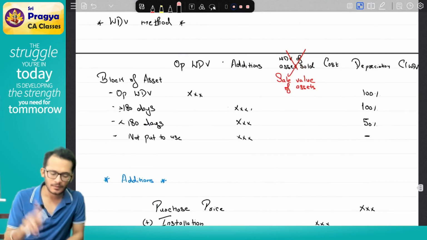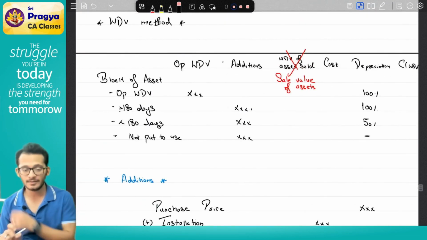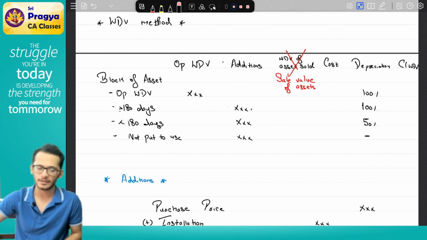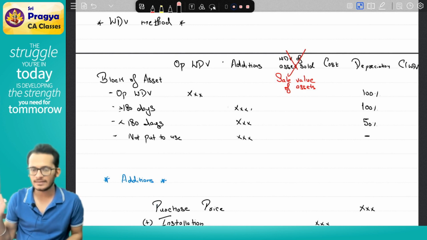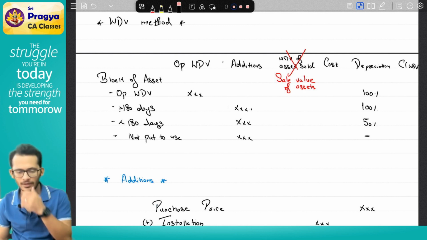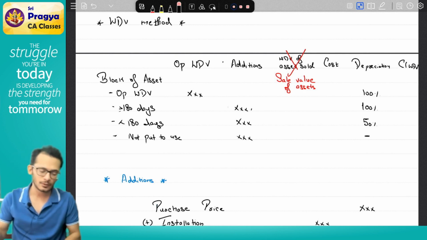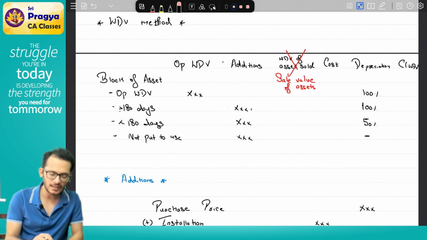Awesome. Now we are in depreciation. We are saying you have to claim 100% on opening WDV, 100% on more than 180 days, and 50% on less than 180 days. No depreciation on assets not put to use. Yes. A question which came is, Rahul, what happened is I am having an asset.